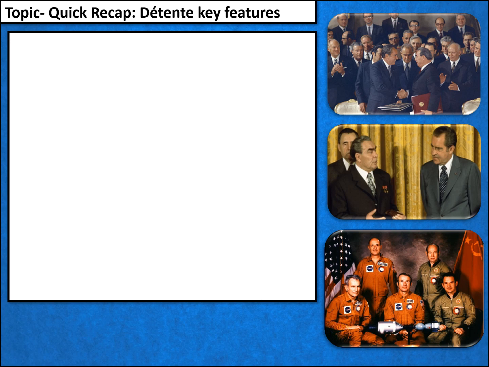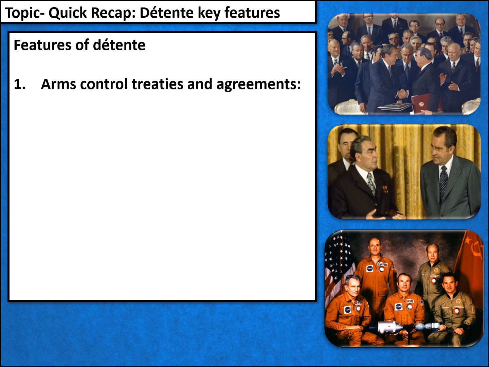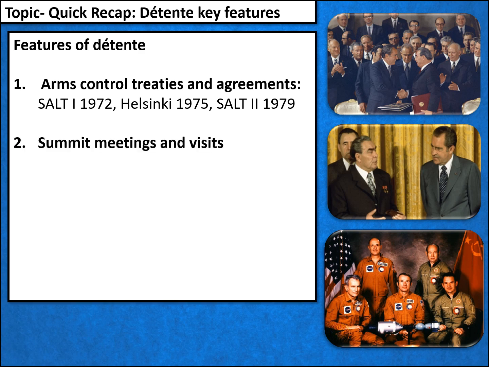So let's have a look at some of the key features of détente. There are 3 that we'll look at. Firstly, arms control treaties and agreements. There are 3 major ones, and we will unpack these more in a moment, but we're going to make ourselves aware of SALT 1 in 1972, Helsinki in 1975, and SALT 2 in 1979. We will go over those in slightly more detail in a moment or so, but just before we get there, let's make ourselves aware that this was also a period of repeated summit meetings and visits between superpower leaders.